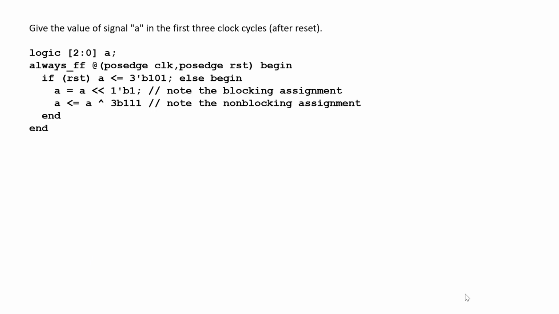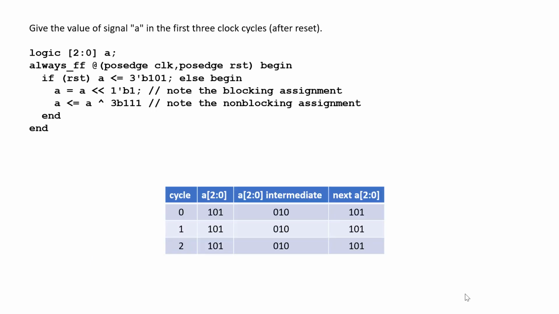Okay, give the value of A in the first 3 cycles after reset. This is a very similar question. So A is reset to 1, 0, 1, and then on each cycle, the first thing you do is shift A to the left by 1 bit. Now there's a subtlety here though.